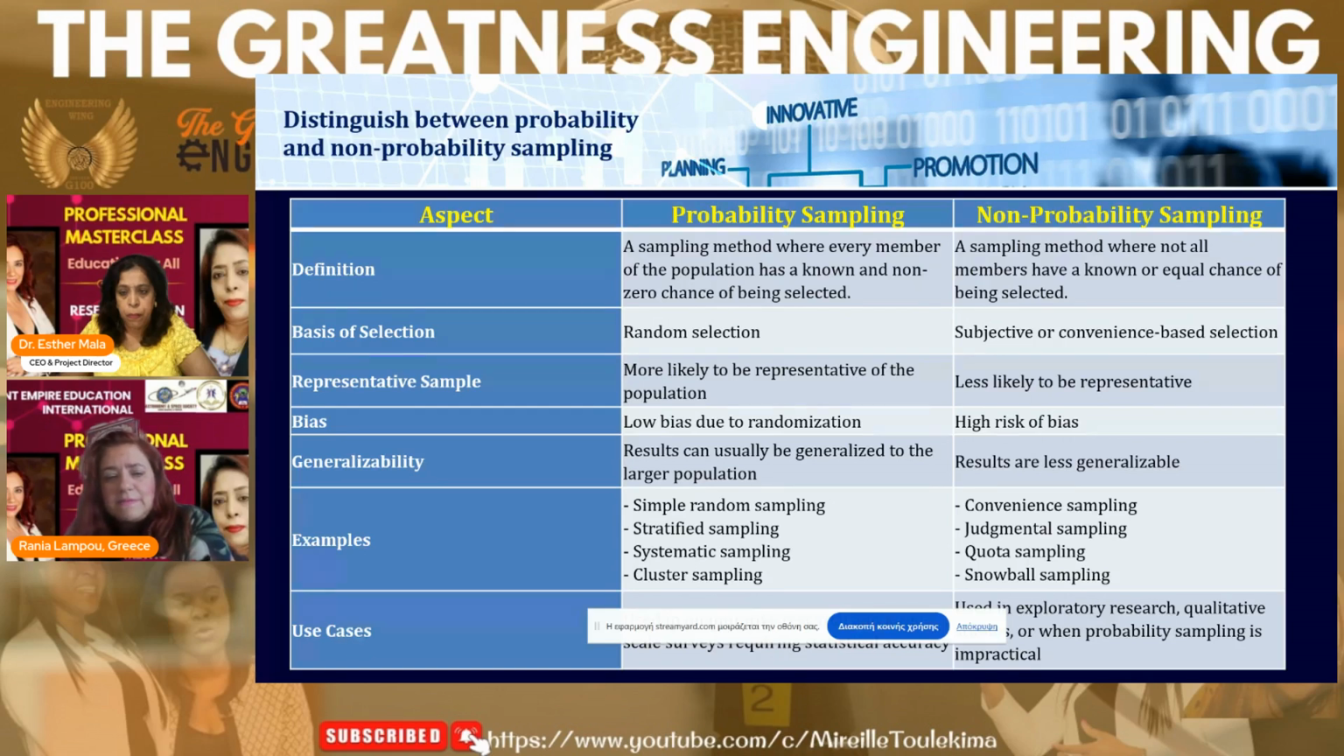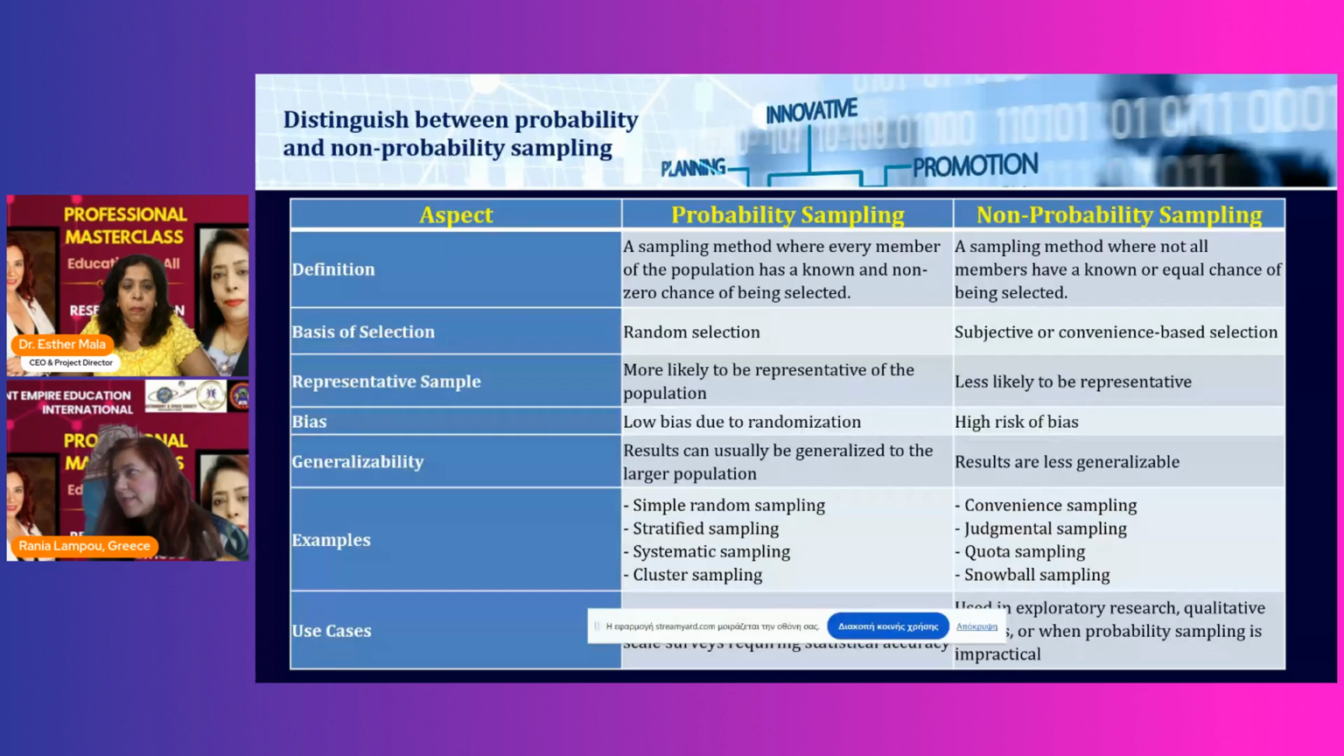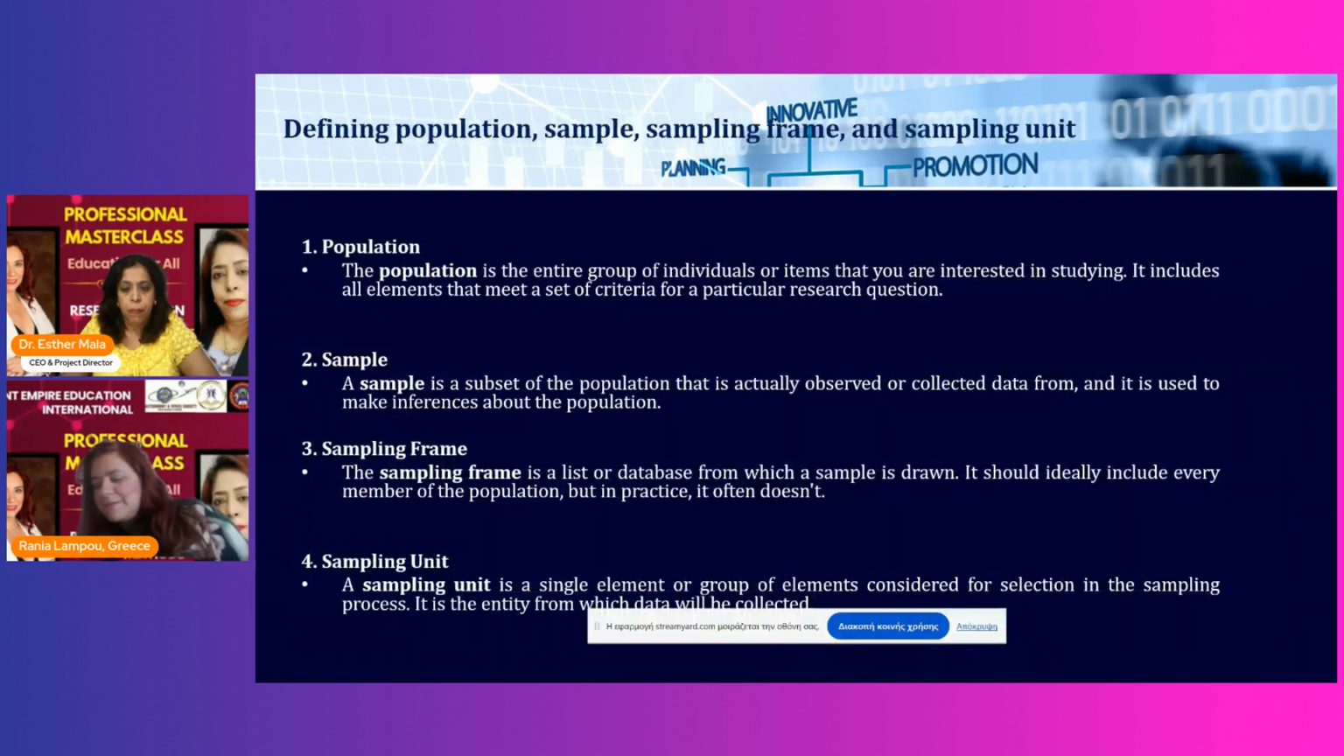And the categories that we mentioned before, we're going to analyze each one, all these details. Probability sampling is used in quantitative research and large-scale surveys requiring statistical accuracy. On the other hand, non-probability sampling is used in exploratory research and qualitative studies or when probability sampling is impractical.